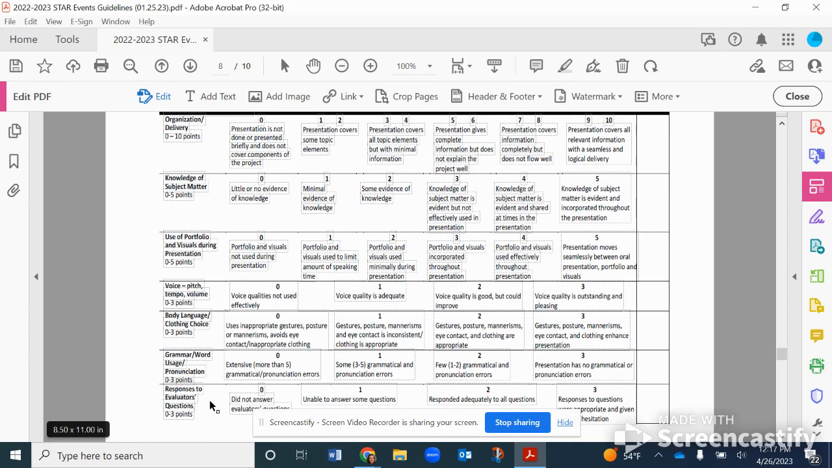The body language and clothing choice, I don't think needs to be assessed. Maybe the grammar and word usage and pronunciation. I don't think I'm going to focus on that for mine. Okay. The voice, pitch, and tempo, volume.